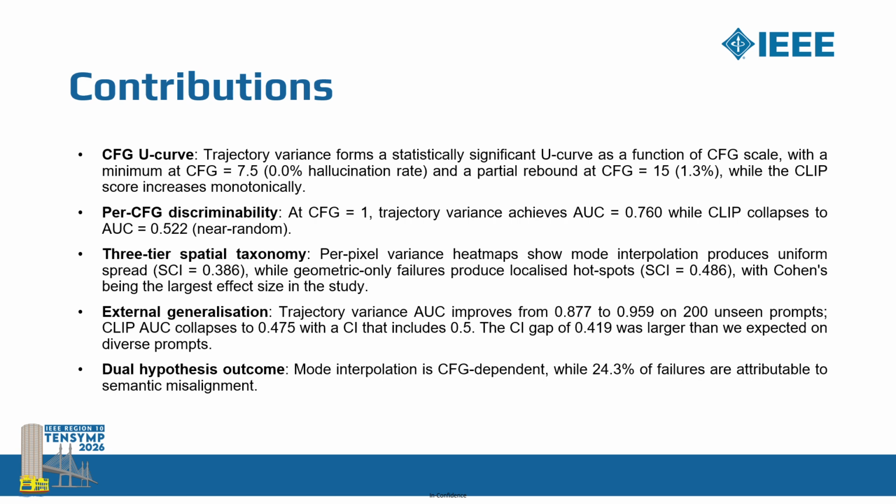Fourth, external generalization. We tested on 200 completely unseen prompts with a fixed threshold, no recalibration. Trajectory variance AUC actually improved from 0.877 to 0.959. CLIP AUC on the same data collapsed to 0.475. So statistically, no better than random chance. And fifth, a dual hypothesis outcome. Mode interpolation is real, but it is CFG dependent. At the same time, 24.3% of all failures we observed are attributed to semantic assignment rather than geometry. Both explanations matter.